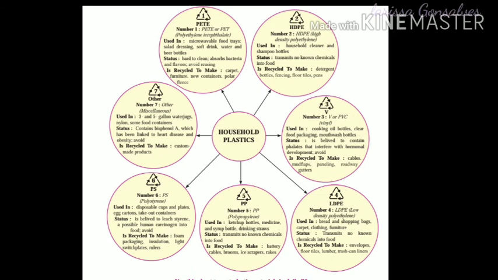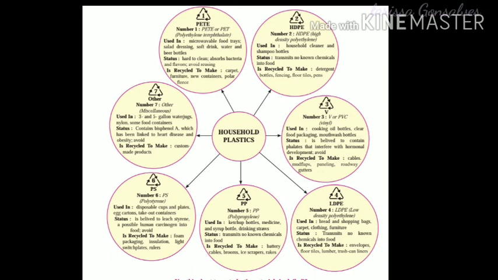Fourth is LDPE, that is low density polyethylene. It is used in bread and shopping bags, carpet, clothing, furniture, etc. Status: it transmits no known chemicals into food. And if you recycle LDPE, it forms envelopes, floor tiles, lumber, trash can liners.